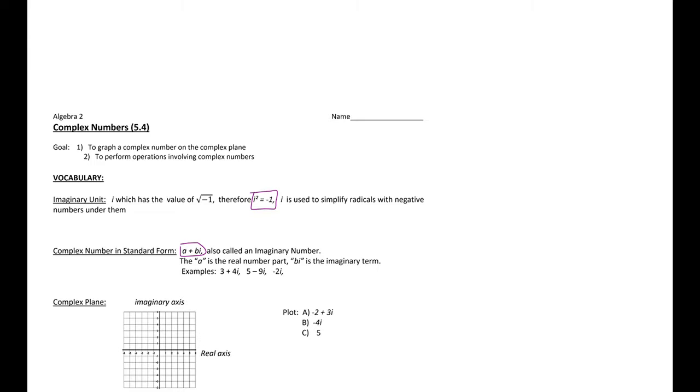On a complex plane, instead of an x-axis and a y-axis, we have a real axis and an imaginary axis. So if I was trying to plot the point -2, 3i, I would start at 0, 0, and I'd move left 2 along the real axis, and then up 3 along the imaginary axis in order to get my point A.